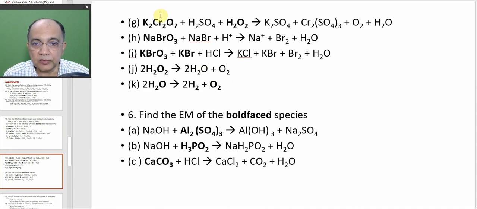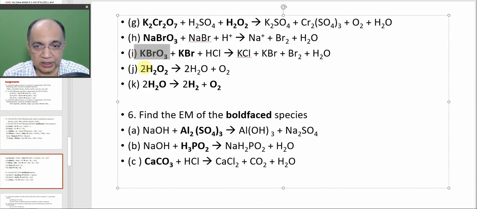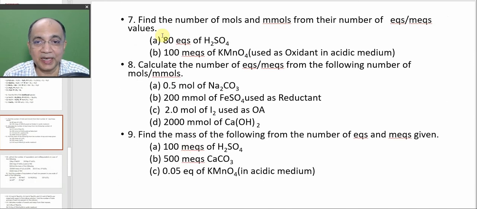So this will be an interesting case. I think we have already discussed this. This you have to do for hydrogen peroxide. Water we have already discussed. These are all metathesis reactions. You are required to find the equivalent mass simply by applying the rule. And these are the numericals where equivalents are given.